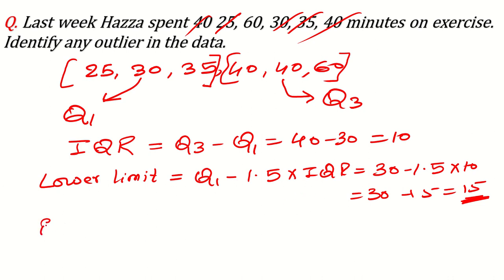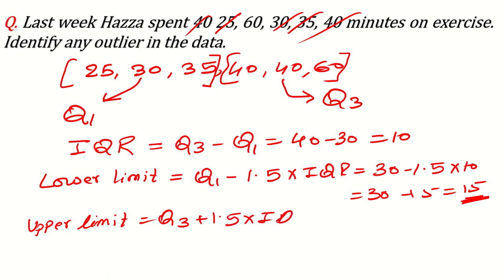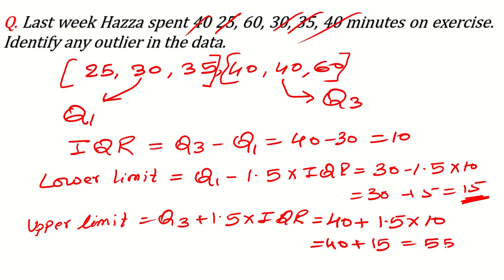Now for the right side, that is called the upper limit. The upper limit is equal to Q3 plus 1.5 times the interquartile range, where Q3 is 40. So write here 40 plus 1.5 times 10, because 10 is the interquartile range. So 40 plus 15 is 55. So anything after 55 will be an outlier.